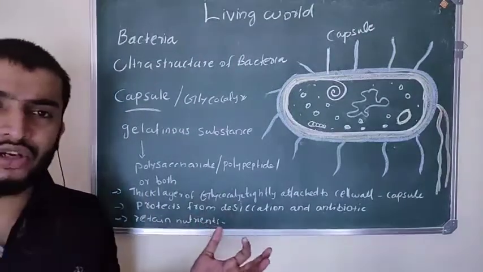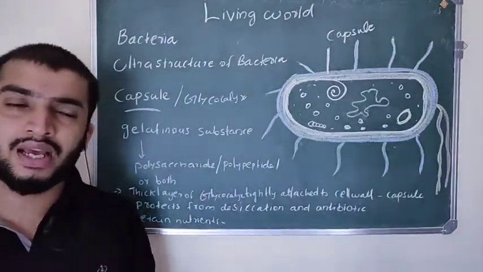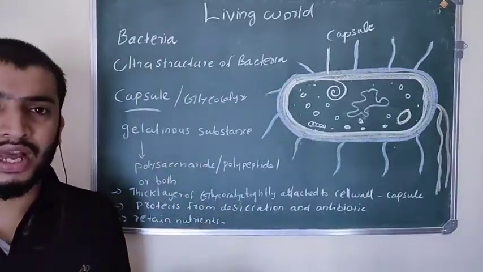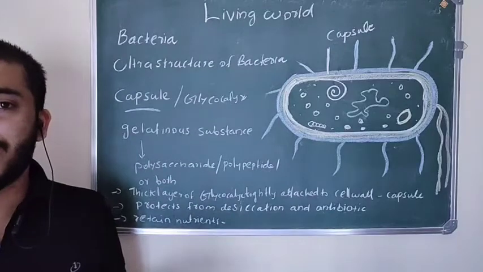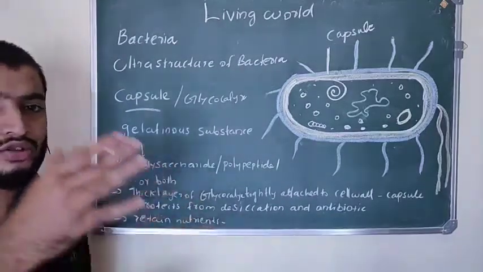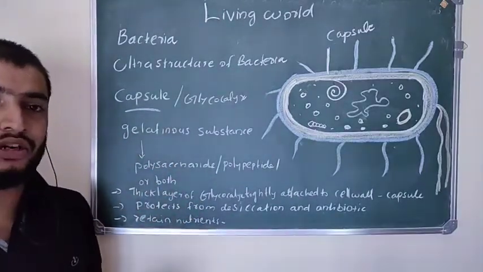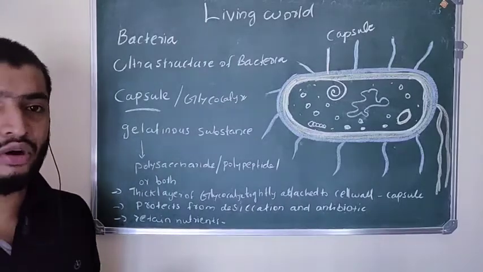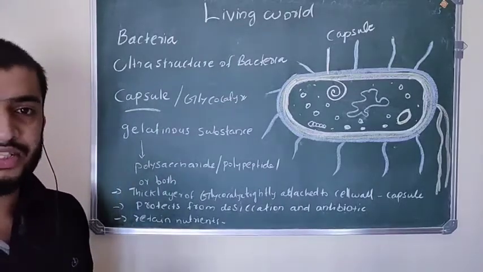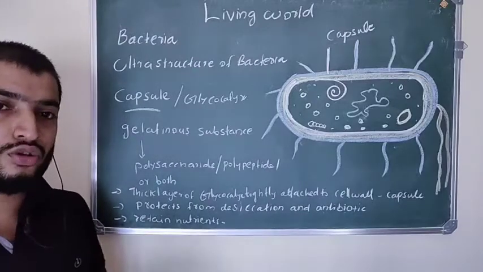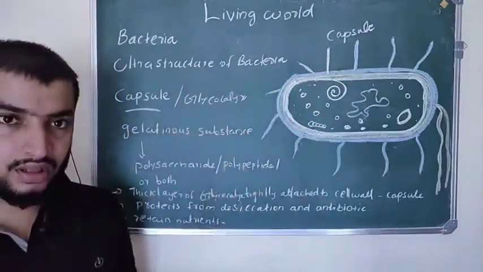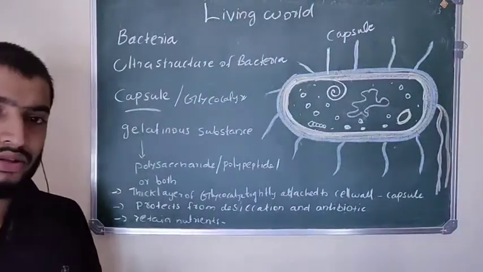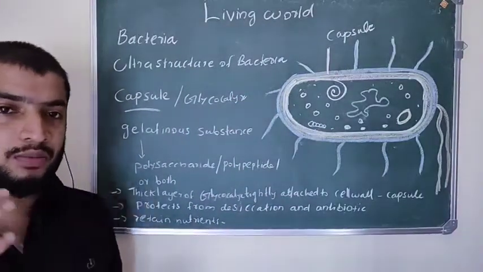So what is it actually? It is a gelatinous substance made up of polysaccharide or polypeptide or both. And what is the function? The glycocalyx or capsule gives protection from desiccation and also from antibiotics. You already know what antibiotics are: chemicals which kill bacteria. So the capsule covering protects the bacteria from the actions of antibiotics. That's about the capsule.